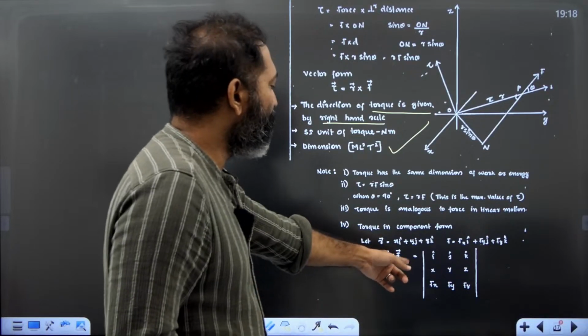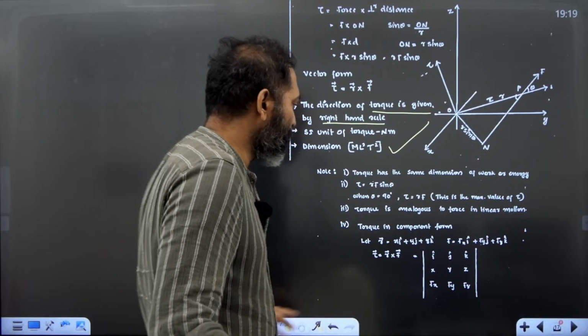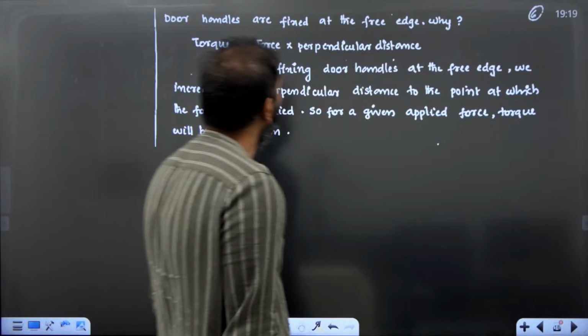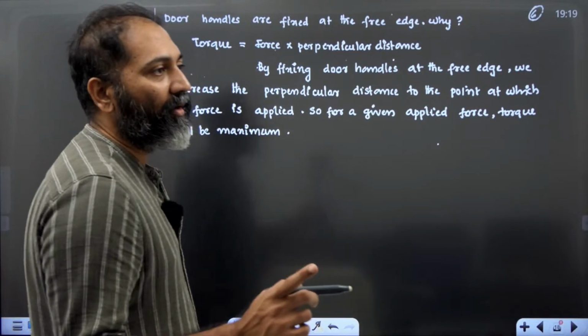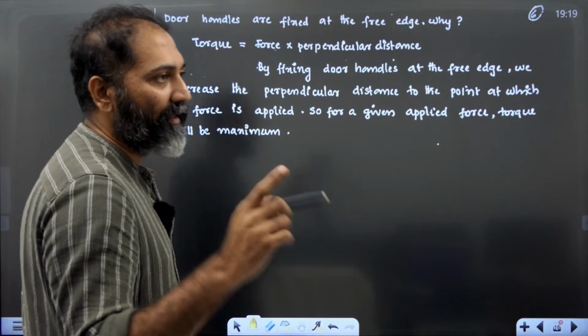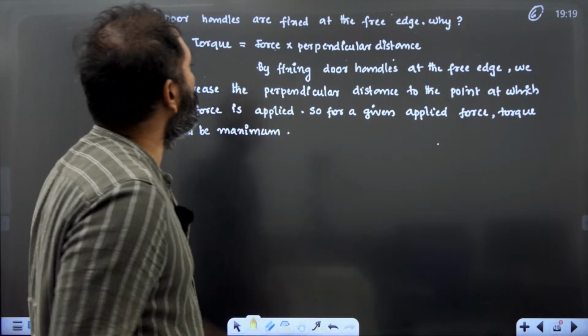Torque in component form, that we already know: i cap, j cap, k cap. We know that, no, because we have seen in cross product. Now, door handles are fixed at the free edge. Why? What is the unit of torque? Newton meter. What is the dimensional formula? ML squared T raised to minus 2, which is same as what? Work done and energy. Torque equal to force into perpendicular distance.